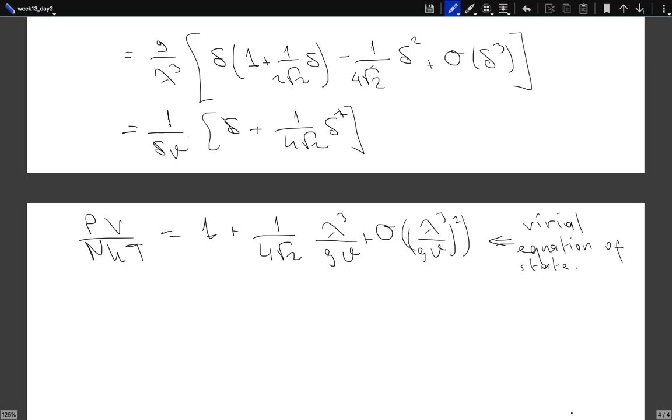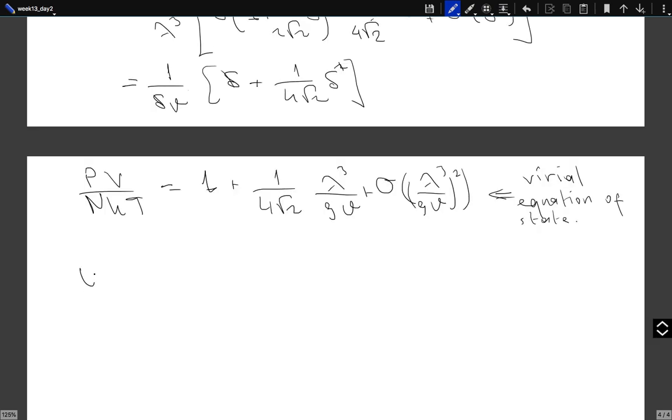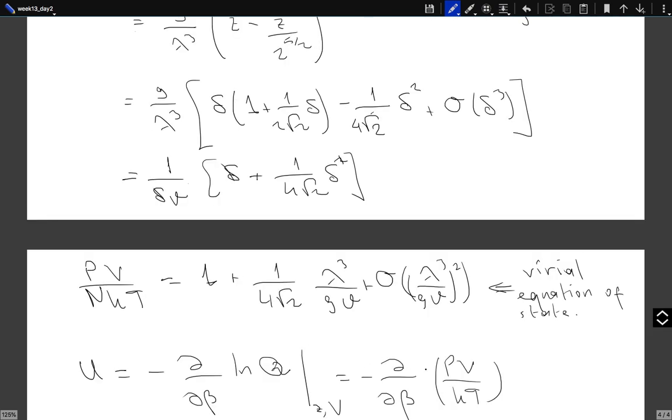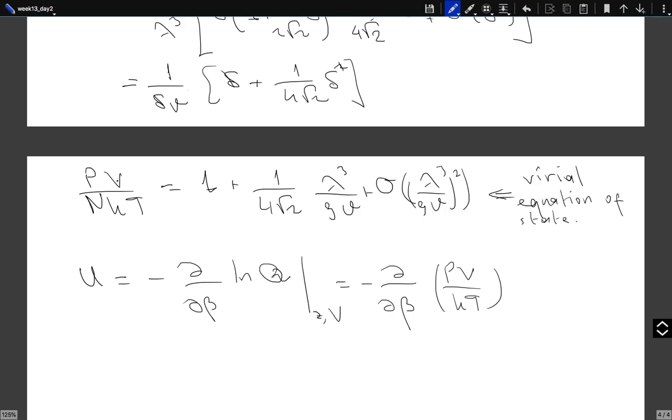Now let's look at the energy of the system in this limit. The internal energy was given by minus the derivative with respect to beta of the logarithm of Q at constant z and V, or this is minus the derivative with respect to beta of PV over kT. Well, let's see, we already have what PV over kT is. This is equal to minus, well, let me convert it to a derivative with respect to temperature.